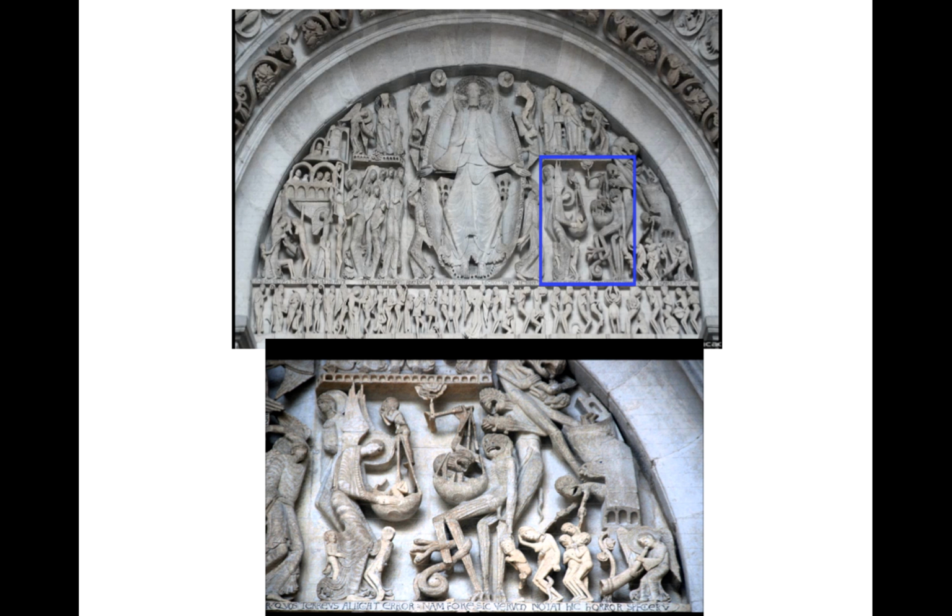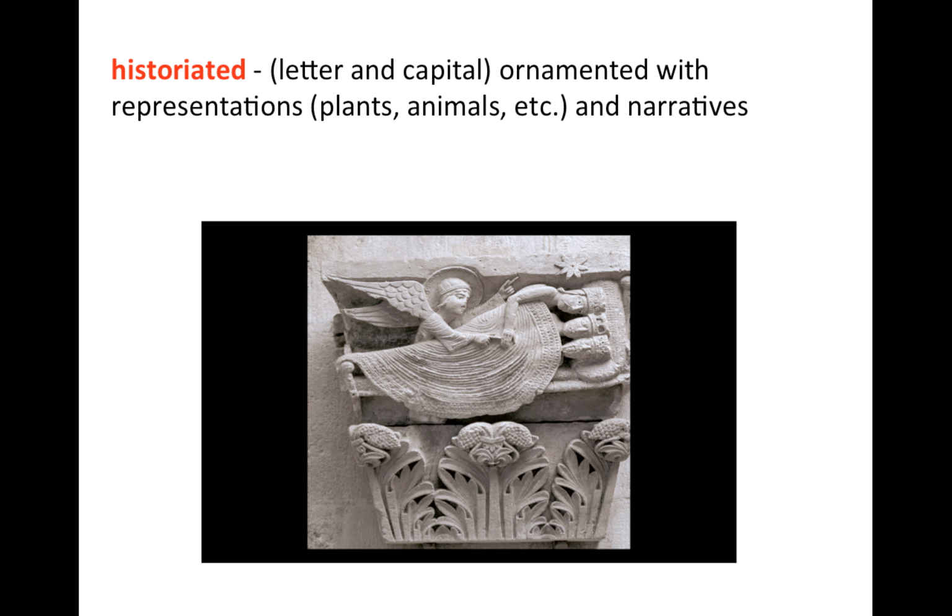And this brings us to another visual device that we see here, historiated columns as well as letters, which we will look at briefly too. So this historiated capital, as we see here, could be used and integrated into letters and capitals, ornamented with representations of plants, animals, and various narratives. And here we see the Magi asleep. This is a capital from the Cathedral of Saint Lazare, and of course it portrays the Magi asleep.